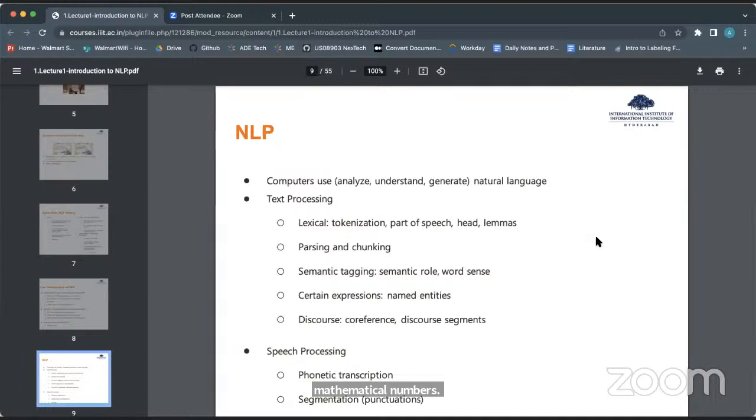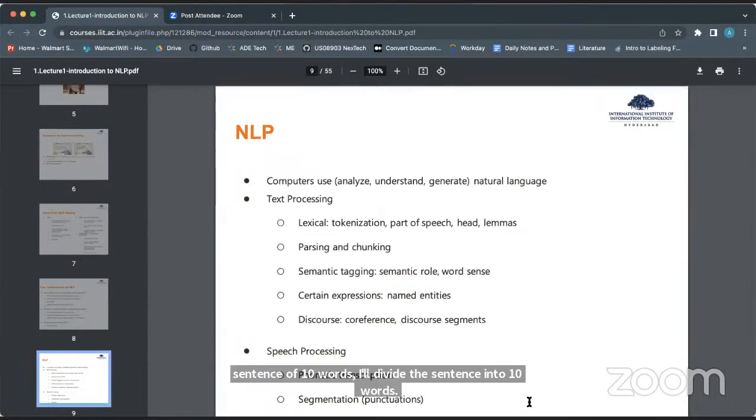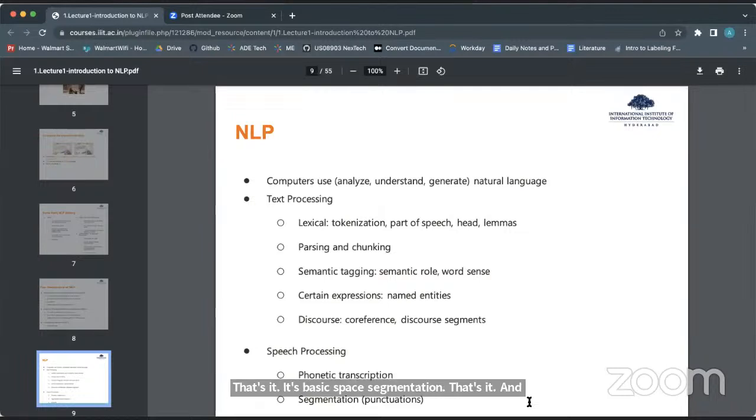It will not understand words. It will not understand sentences. It will understand nothing. Only numbers it will understand. So what do we do for that? Let's say we have a sentence. I'll first briefly explain this and then we'll go into the details. Lexical level of processing is where we have parts of speech, but before that, we do tokenization. Tokenization is nothing but, if I have a sentence of 10 words, dividing the sentence into 10 words. It's basic space segmentation. If there are punctuations, it will be a little more difficult.